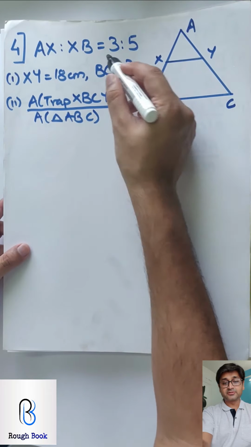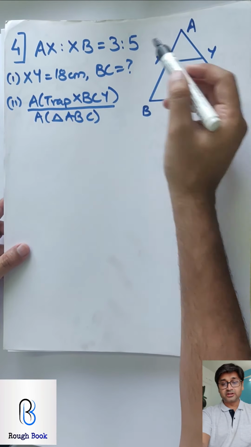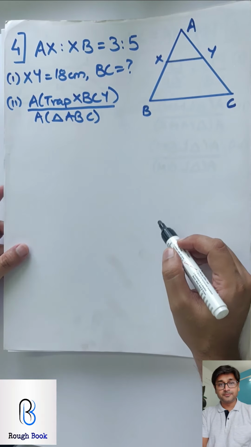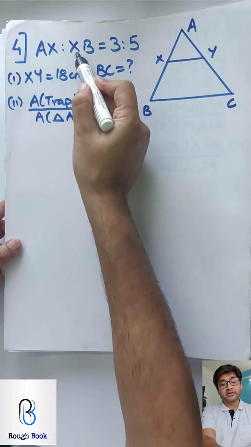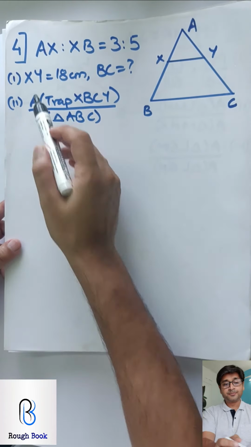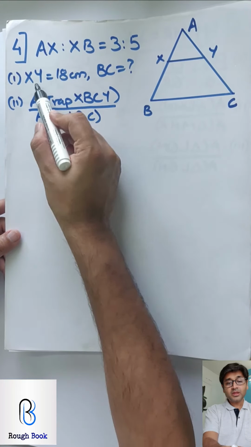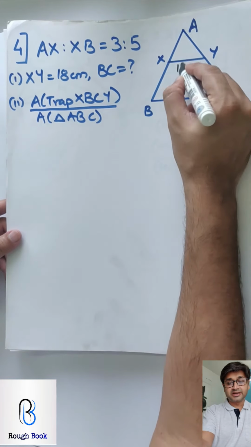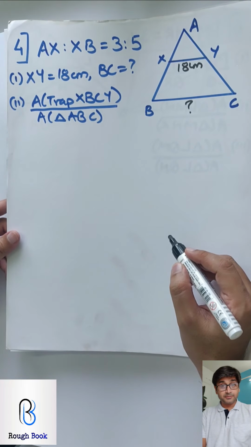AX ratio XB is 3:5. Can you answer directly? AX ratio XB 3:5. So AX ratio AB is 3:8. How? X method. But don't use X over here because X is there. Use any other alphabet. Y also is there. You may use K. Alright, so to be safe. XY is given to you as 18. Your target is to find BC. So how will you get BC then?